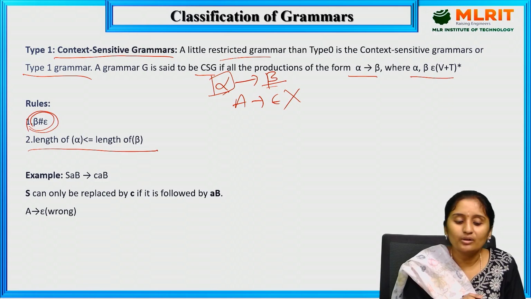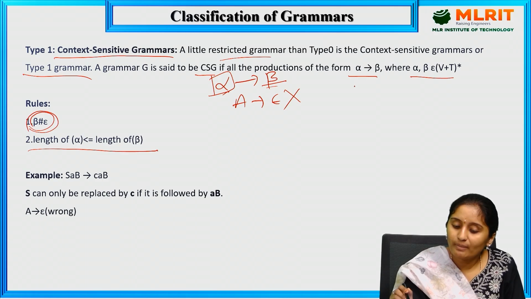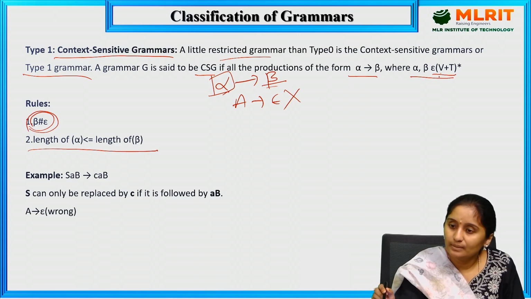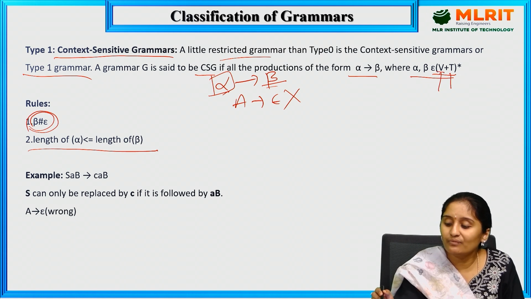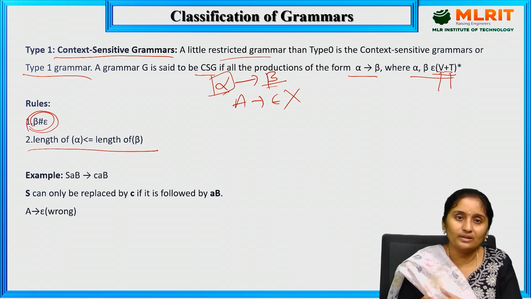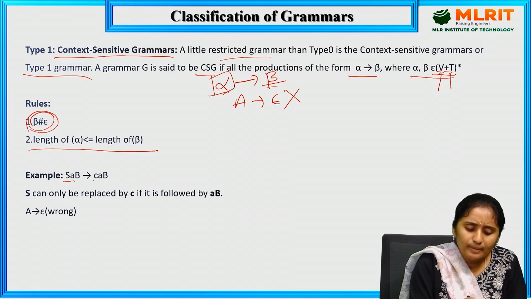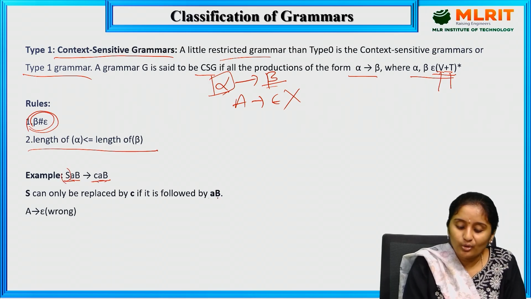We can tell that context sensitive grammar is a type 1 grammar, and it will be in the form of alpha produces beta, where alpha and beta can be a combination of terminals and non-terminals. V plus T, we can have a combination of terminals and non-terminals. See here, capital SAB produces CAB. Here the last two letters are the same. Here the S I can replace with C as it is followed by AB.